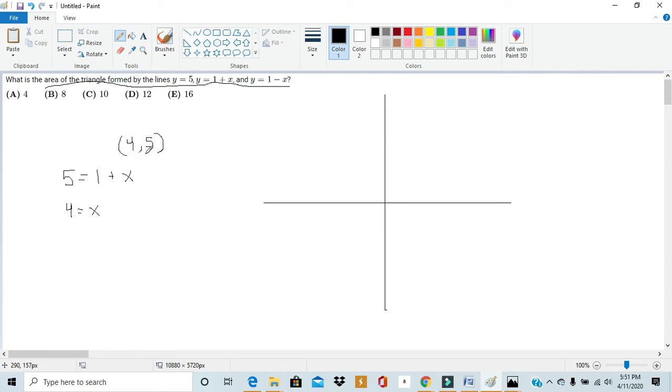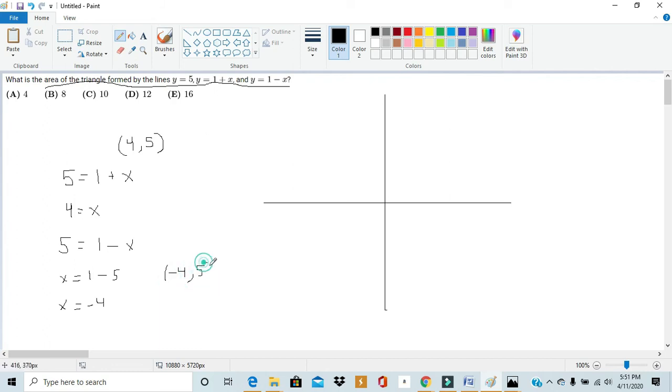The next point of intersection: let's find the intersection between lines y equals 5 and y equals 1 minus x. Well, then we'd have to do the same thing. We put 5 equal to 1 minus x, because in this case, they both are equal to y. If 5 is equal to 1 minus x, well then, we can simply rearrange the terms, bring the x to this side, and we get x is equal to 1 minus 5. Basic computation tells us that x is equal to negative 4. And plugging into the equation, we get y is equal to 5. So our second ordered pair is (negative 4, 5).